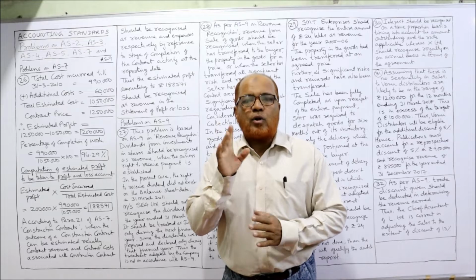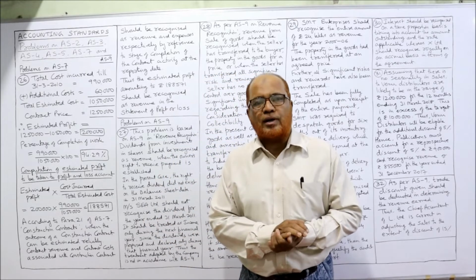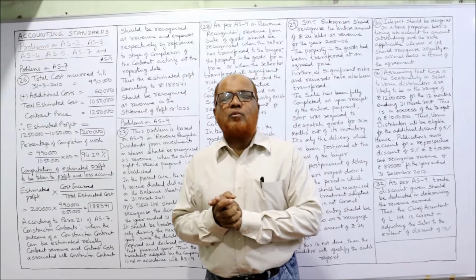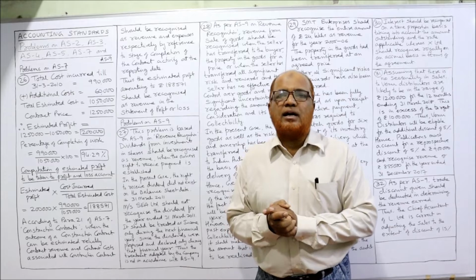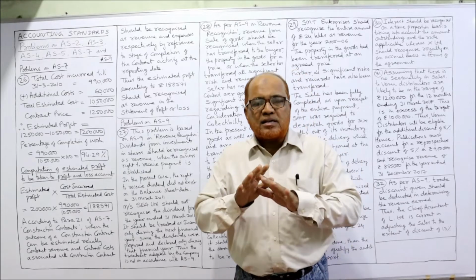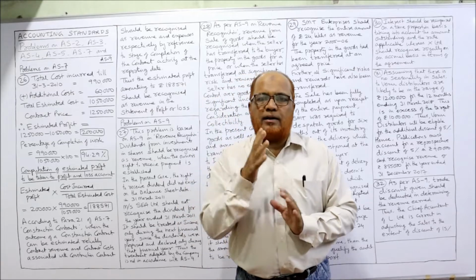In this video, one problem I'm going to explain on AS7 construction contracts and 6 problems I'm going to explain on AS9 revenue recognition. So this marks the end of all the problems on accounting standards from 2 to 9.